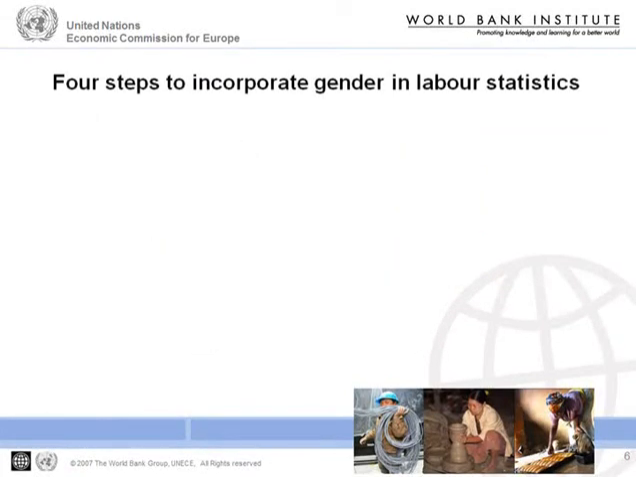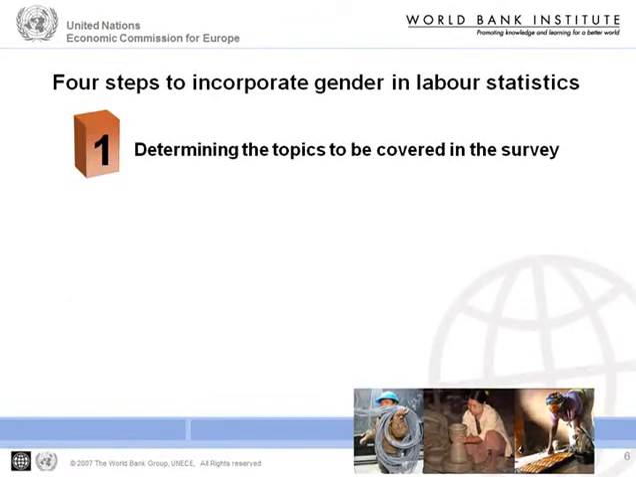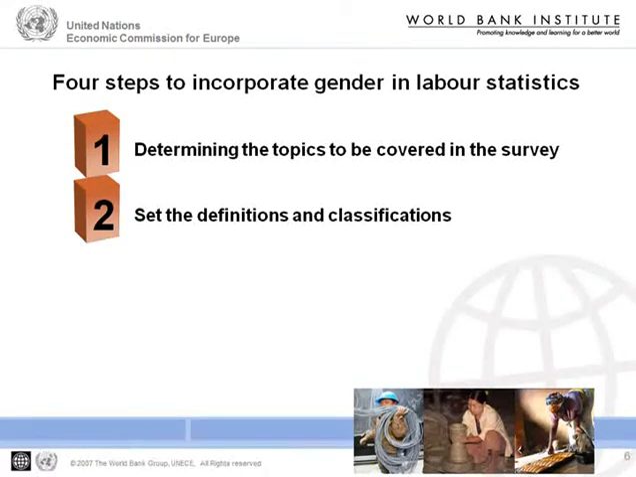Let's look at the 4 key steps to incorporating gender in labour statistics. As a first step, we determine the topics to be covered in a survey. Hereby we focus on the issues that must be addressed in order to describe equally women's and men's economic activities. This helps us explain the differences and similarities between men and women in the labour market. Step 2 sets the definitions for each variable and of their classifications. Ultimately, all variables need to reflect equally well the different work situations of women and men.